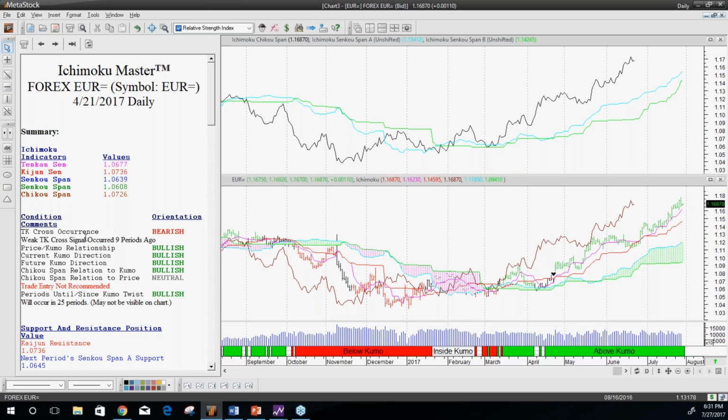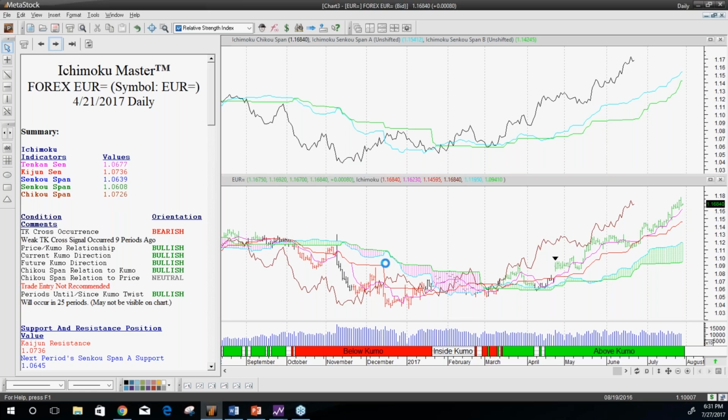So on this bar back here, we can see, yes, we've got the price in the same direction as, or bullish to the Kumo, current Kumo direction, the future Kumo direction. We want to see what's in the future. That's what we're looking up at the top. We want to see where the Kumo is pointing. But the two things here which are interesting is we see that the TK cross occurrence was bearish. The most recent one had happened 9 periods earlier, back here. And the Chikou span is neutral related to price, which basically means we see back here the Chikou span was interweaving within price. We don't necessarily want to be in a trade at this point.